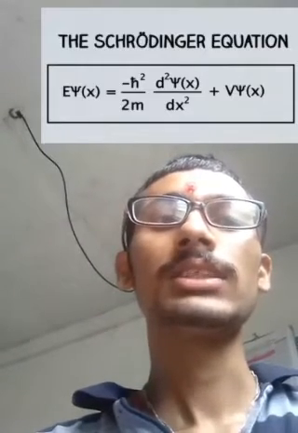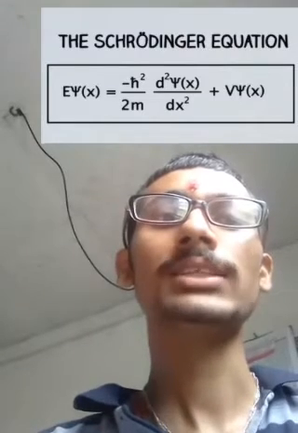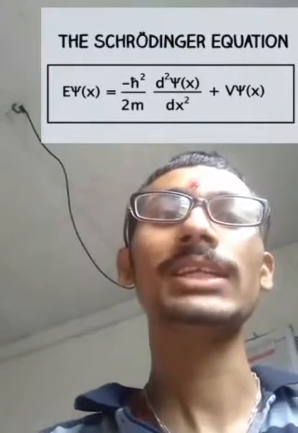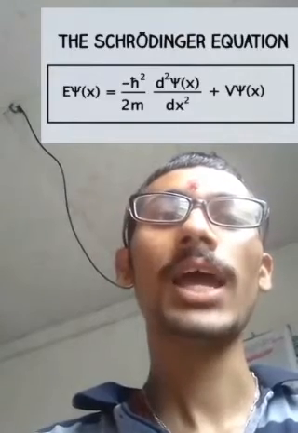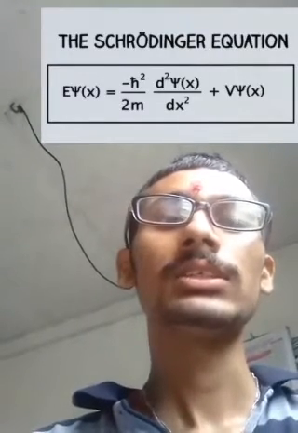While talking about quantum physics, how can I neglect the Schrodinger equation? The Schrodinger equation has two types: one, time dependent, second, time independent. The famous time independent Schrodinger equation is represented as E psi(x) is equal to minus h cut squared upon 2m times the second derivative of psi with respect to x, plus V psi(x). Here psi(x) indicates one dimension.